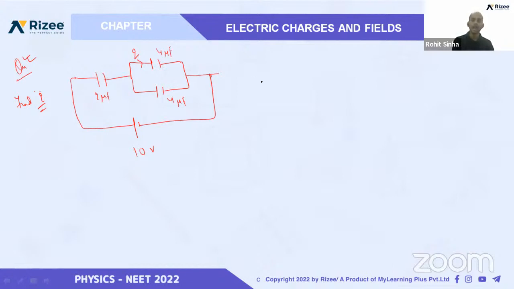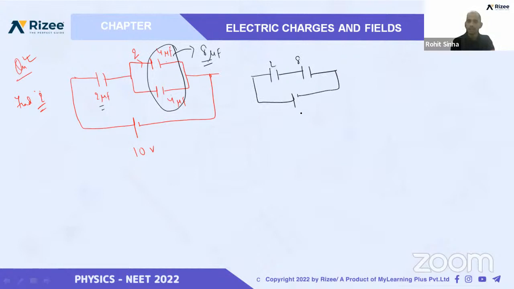Now let us see what will happen. We know these two are in parallel combination. Their equivalent will be 8 microfarad. This 8 microfarad will be in series combination with 2 microfarad. We will get 2 microfarad here and 8 microfarad here, connected with 10 volt. We know the equivalent capacitance of two capacitors in series combination.